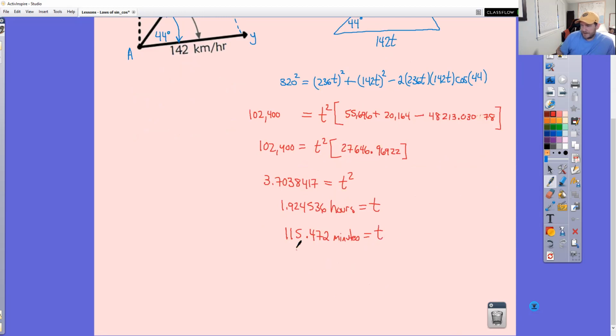So that's minutes. So they said find your answer to the nearest minute. Well, 115 is more than an hour. So I would subtract 60 from that now and call that an hour. And then if you subtract 60 from this, you're left with 55 more minutes. And the 0.472, you'd round that down because we're rounding to the nearest minute. So it'd be 1 hour, 55 minutes. And so that's telling you that just about 2 hours into their trip, the distance between the two planes would grow to be more than 320. That's when they would lose radio contact with one another. That is that problem. That is this homework.